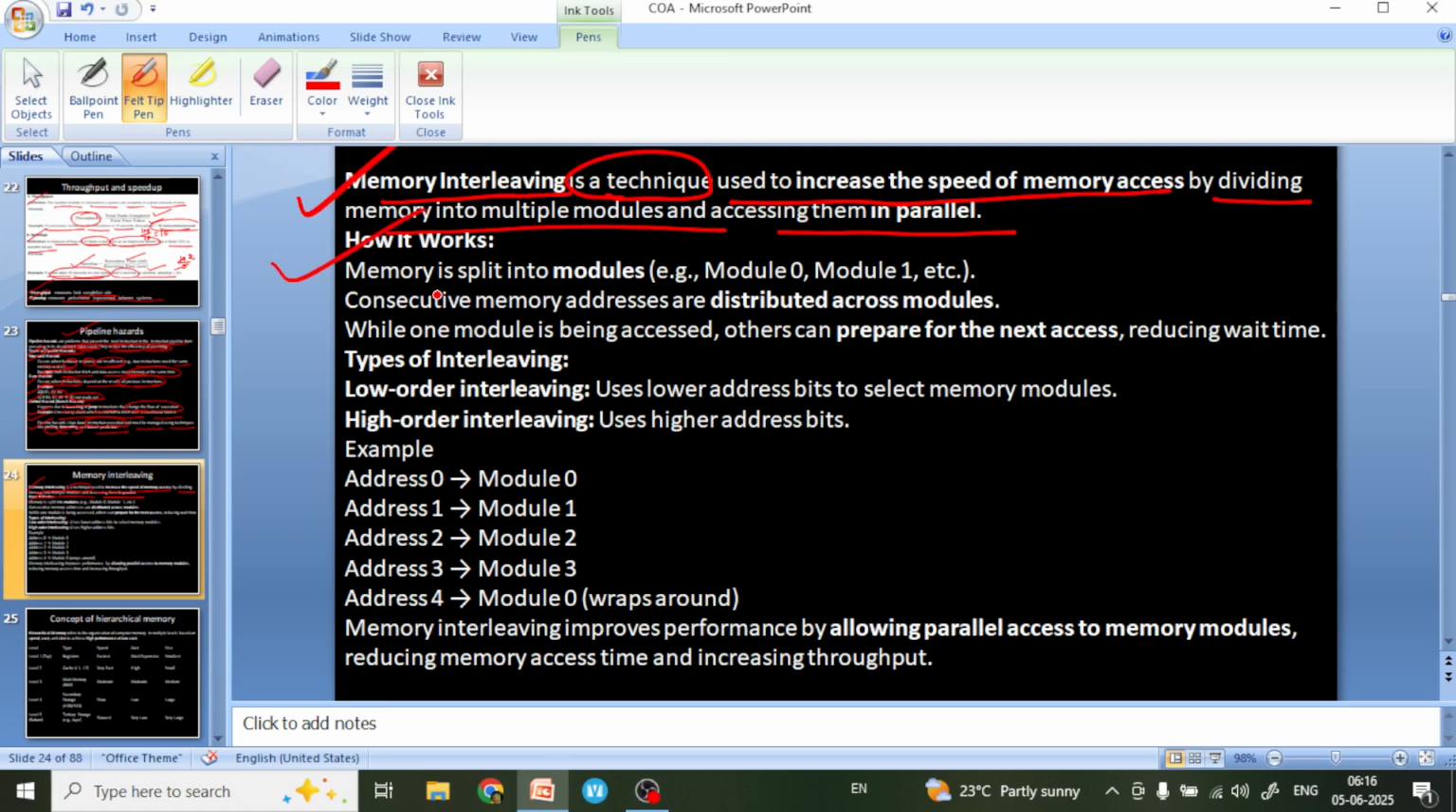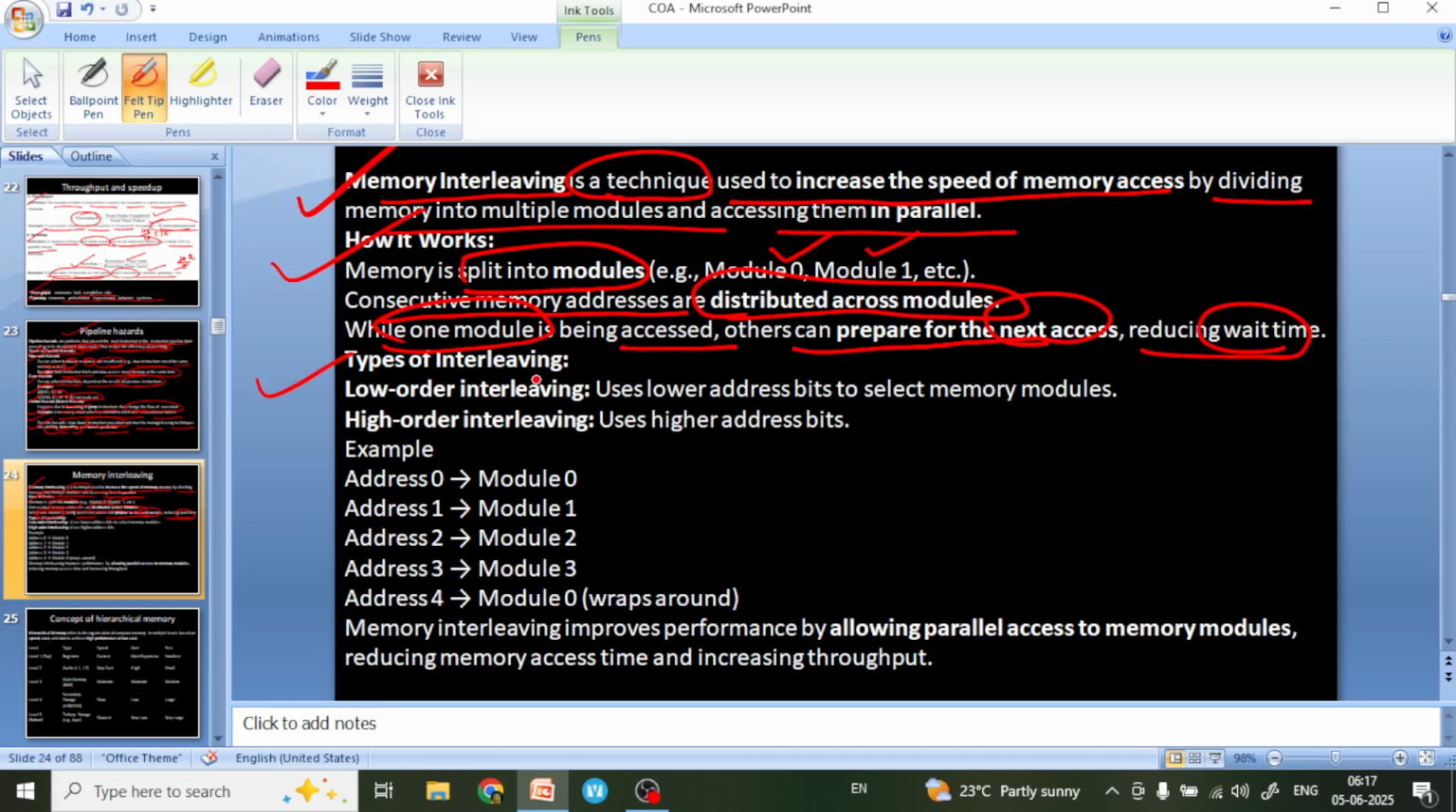And how does it work? The memory is split into modules, meaning memory is divided into module 0, module 1, module 2, etc. Consecutive memory addresses are distributed across modules. While one module is accessed, the others can prepare for the next access, reducing the waiting time.